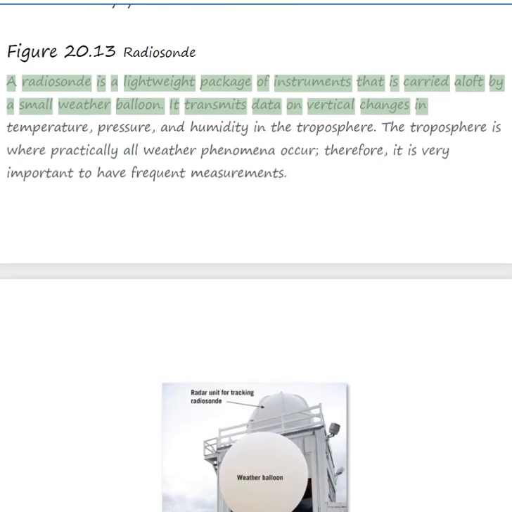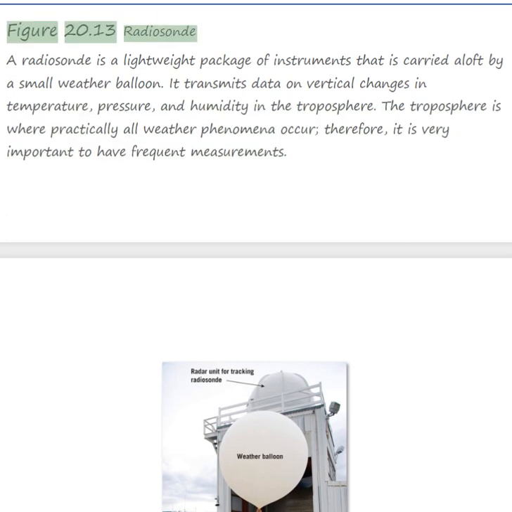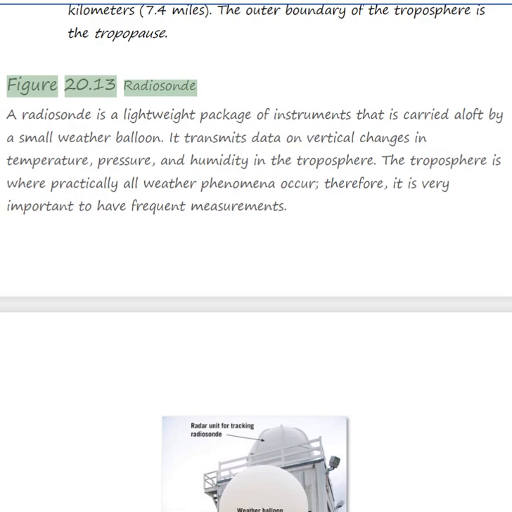A radiosonde is a lightweight package of instruments that is carried aloft by a small weather balloon. It transmits data on vertical changes in temperature, pressure, and humidity in the troposphere. The troposphere is where practically all weather phenomena occur, therefore, it is very important to have frequent measurements. Figure 20.13 Radiosonde.